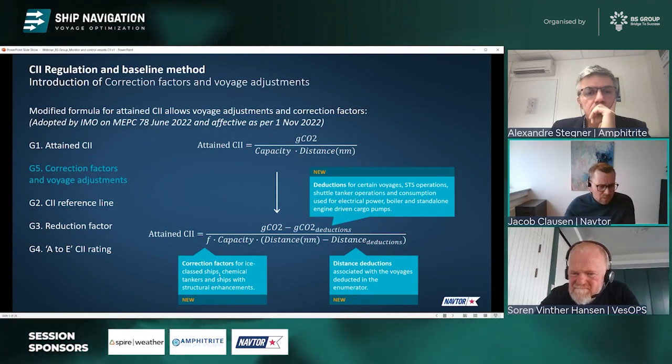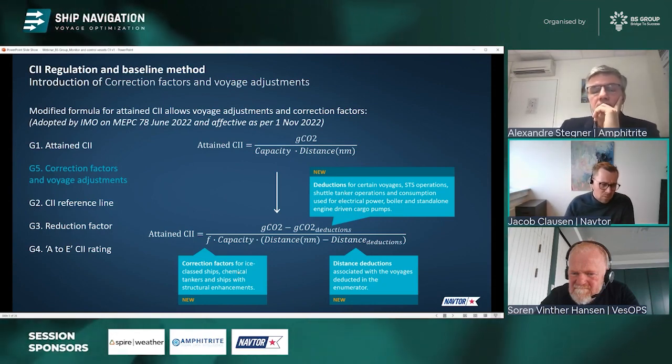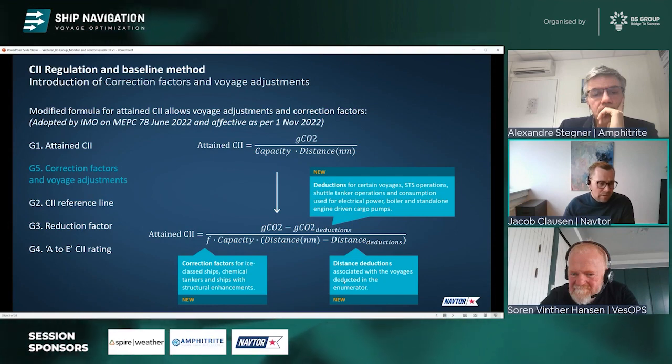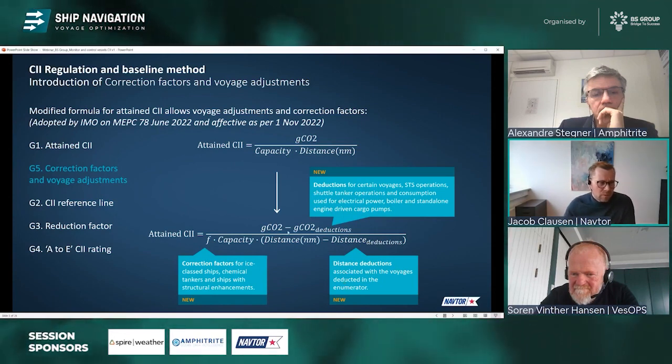There are also some correction factors for ice class and also reinforced hulls and chemical tankers, and of course also some distances that can be deducted, again based on certain voyages. So this is something to look out for, and we see a lot of questions and doubts in this particular area, both in terms of what data to collect and also how to monitor this in general. And this is of course something that we are covering as of today.